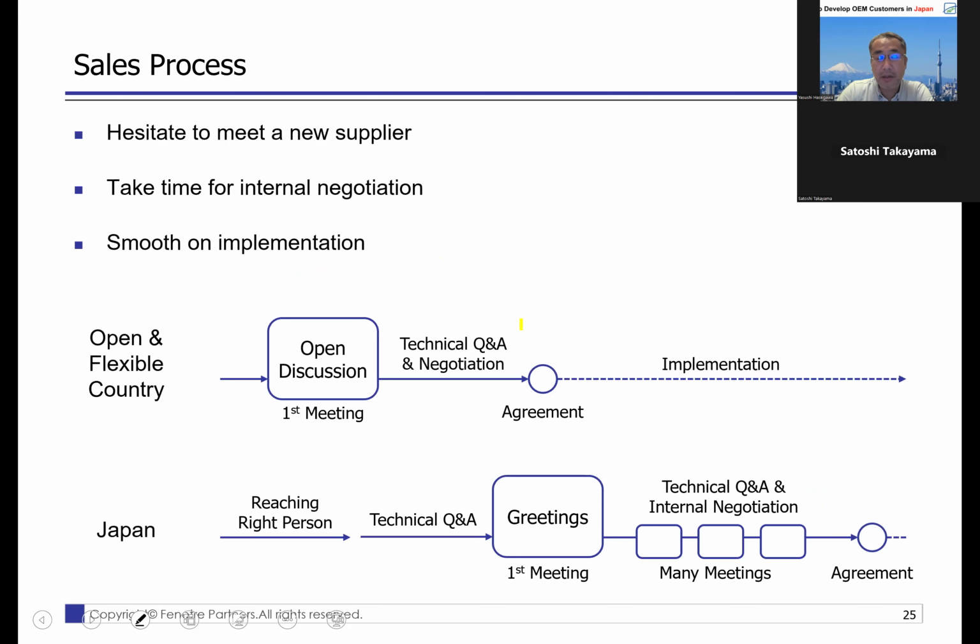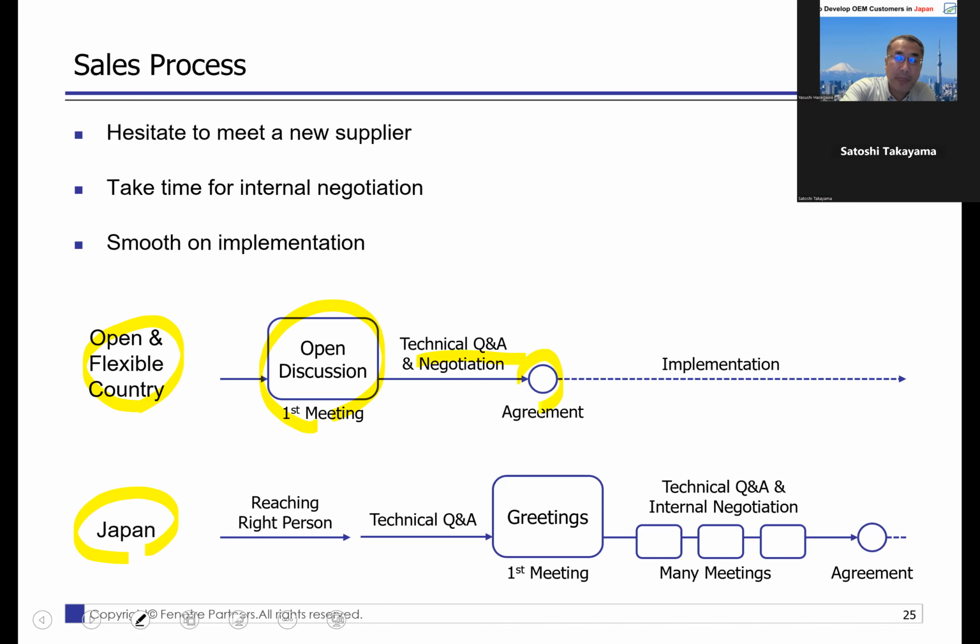And this slide shows some differences in our sales process between Japan and an open and flexible country. I won't say where it is, but you can imagine some companies in Latin places. Usually in an open-minded country, people are open to having an open discussion. So it's easy to make an appointment for this kind of open discussion, the first meeting. And then you will have some technical Q&A and reach an agreement.